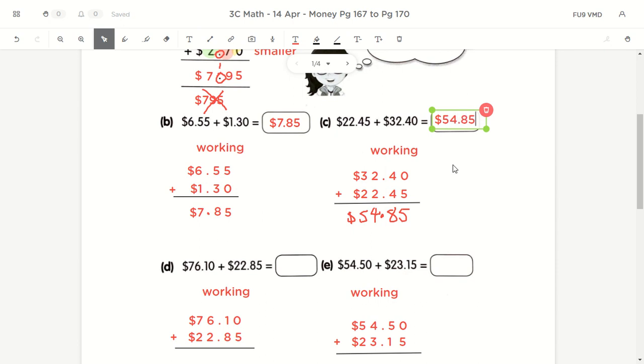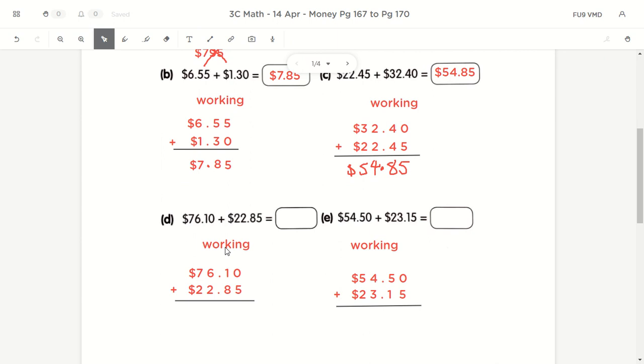Right. Okay. So the next one. 0, 5 is 5. 1, 8 is 9. Decimal point. 6, 2 is 8. 7, 2 is 9. Remember the dollar sign. So the answer is $98.95.